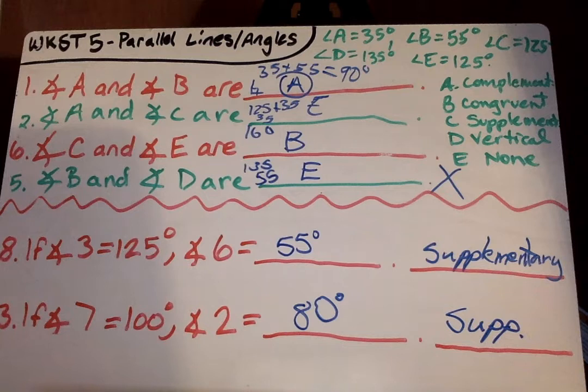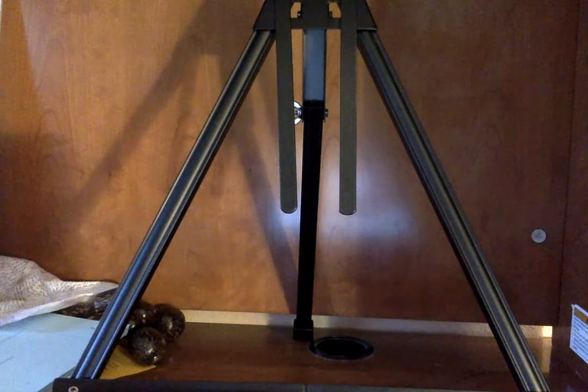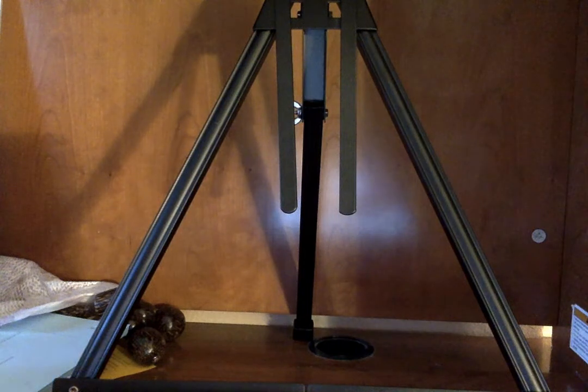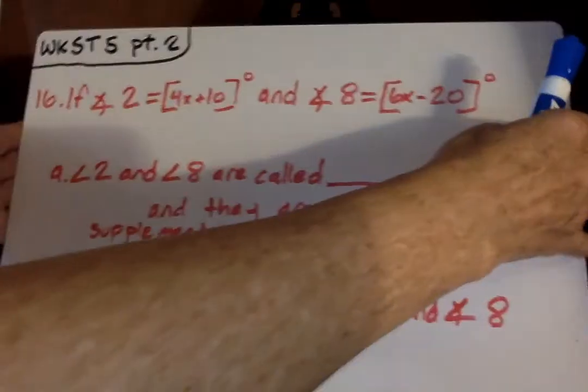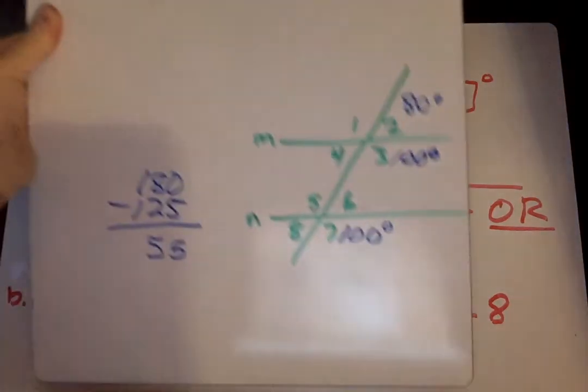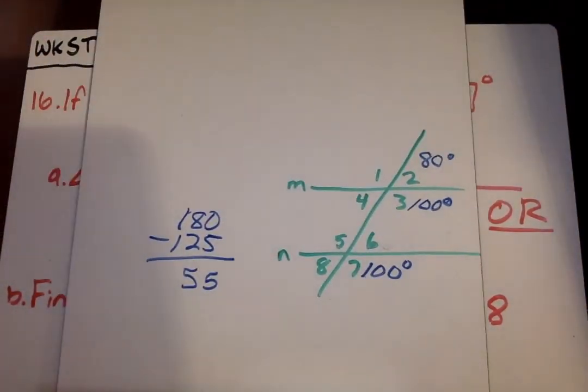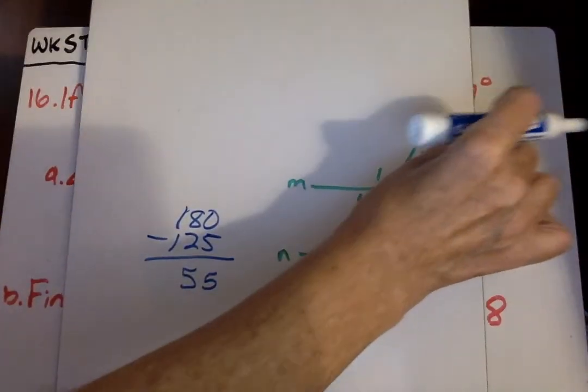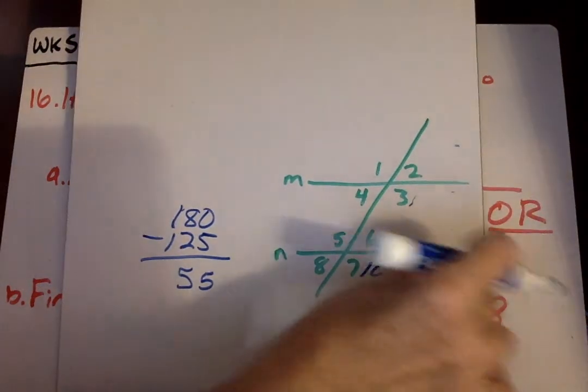Okay. All right, I'll let you finish that section on your own. We're going to go ahead and jump to number 16 and do one of the harder problems. If angle 2 is 4x plus 10 and angle 8 is 6x minus 20, angle 2 and 8 are called what? Okay, so right here, angle 2 and angle 8 are called, this is not what we said they were. So I need to get rid of all these so we don't mistake them.